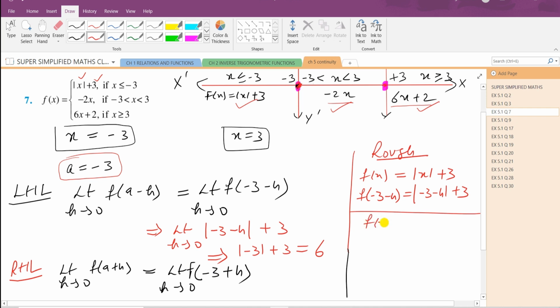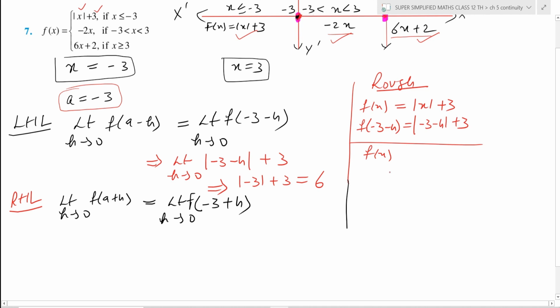So now look, students, for the points x greater than minus 3, that is on the right hand side of minus 3, what is the value of f(x)? So this is the point minus 3. On the right hand side of minus 3, this is the region, and the value of f(x) is minus 2x. And what will be the value of f(minus 3 plus h)?